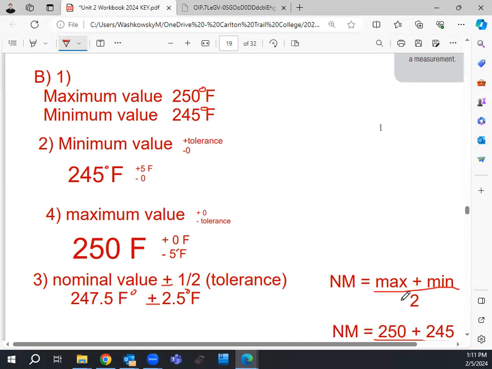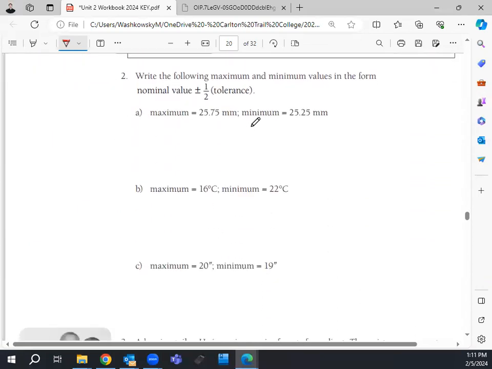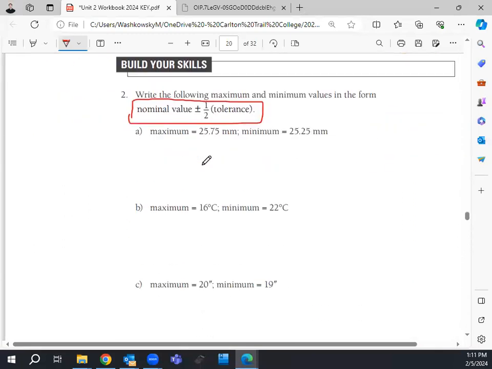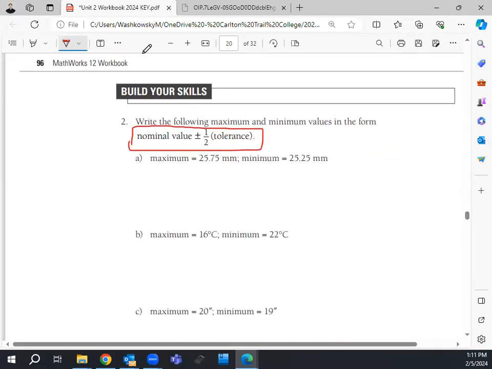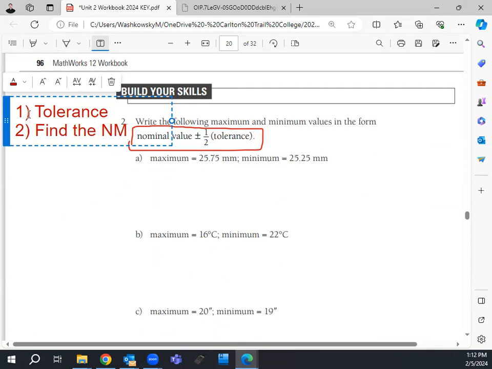So we kind of need this skill before we can keep going. So we're going to go down to question 2 here, and I want you to try this out specifically in just this form. I'm going to give you guys a couple minutes to write out all 3 of these questions in just this form, not all 4 like what we did up here, just a nominal value plus or minus the tolerance. And just a quick reminder, what do you need to do? You need to find the tolerance, you need to find the nominal value, and then you need to rewrite the equation.